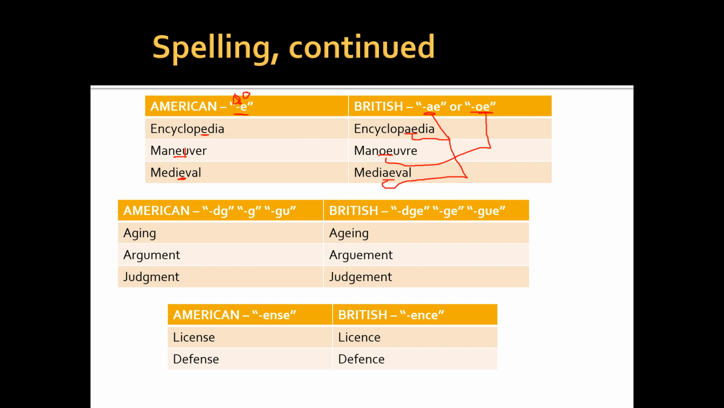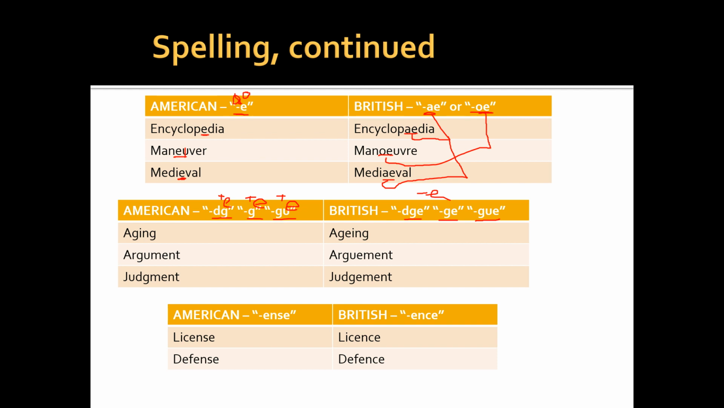Then in American English, we are having DG, G, GU, and in British English, we are having DGE, GE, and GUE. I have found a shortcut for this one also. In American English, we're just having DG, G, and GU, right? Just add an E. If you want to change American English to British English, add an E. But when you want to change British English to American English, just minus an E. I am not having time to write minus E for everything, guys.